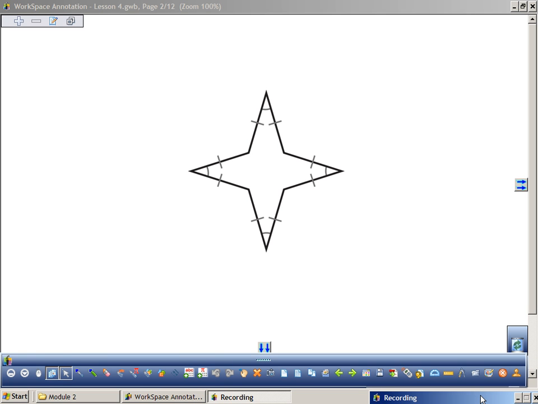Symmetry. So you guys describe symmetry for me, right? What does it mean to have symmetry? Means you fold it, it's the same. What type of symmetry do we call that?